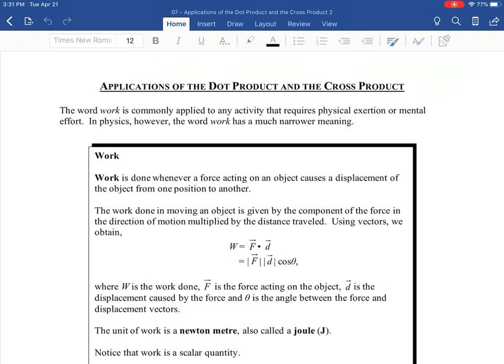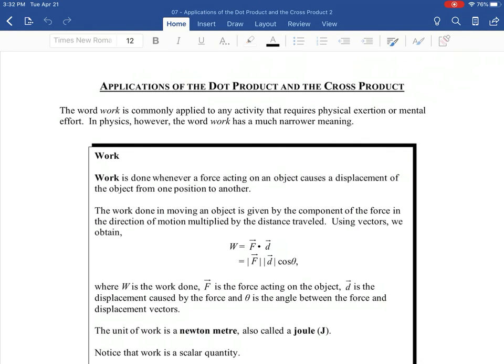So first thing, the word work is commonly applied to any activity that requires physical exertion or mental effort. In physics, however, the word work has a narrower meaning, meaning only certain things count as work. And I'll explain that before I even get into the box here: for you to have done work in physics, work means something has moved. You've transferred some amount of energy to it. So not all things that we would call work necessarily involve something moving. But in physics, work means some energy was transferred by moving an object.